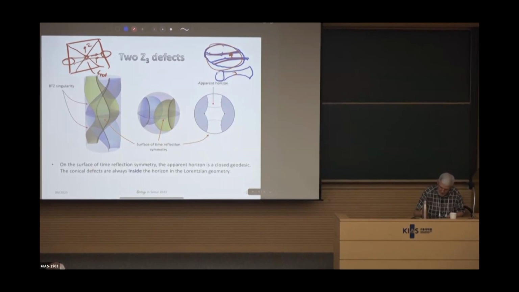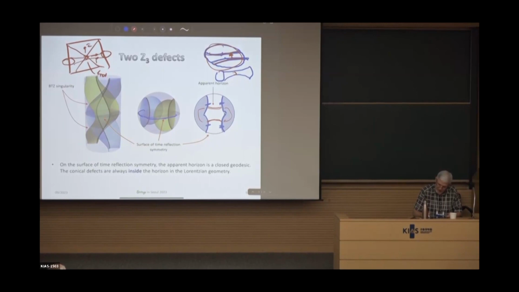So this is something similar where because we're doing this Z3 identification, okay, under the Z3 quotient, if we look at on the surface of time symmetry, okay, this arc is identified with this arc. This arc is identified with this arc. Okay, and there is a closed geodesic, which is basically a circular segment that goes from one arc to its counterpart for the other defect, then emerges because of the identification back to here, and then the identification means that this is something that's closed.